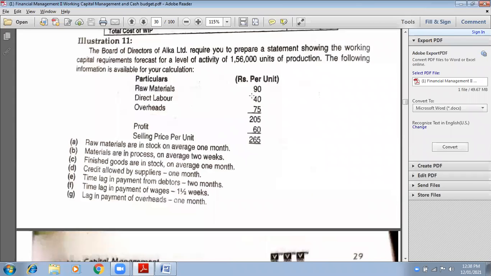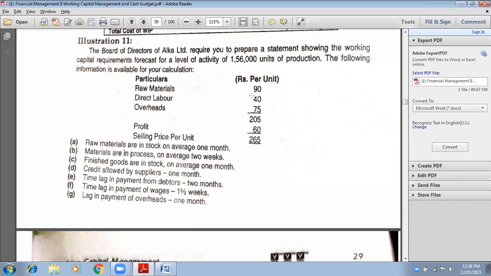So write down, leave a few lines. You can start with current liabilities. Leave a few lines. And then write current liabilities. Below current liabilities, you can start with creditors. Tell me. Creditors has a credit period of 1 month. So how many weeks? 4 weeks.